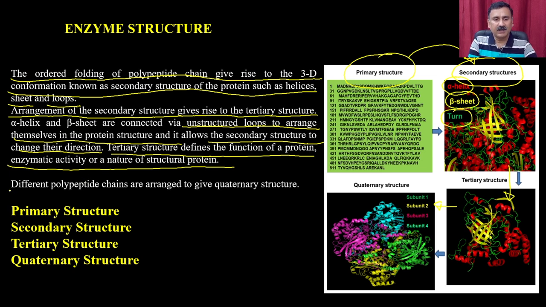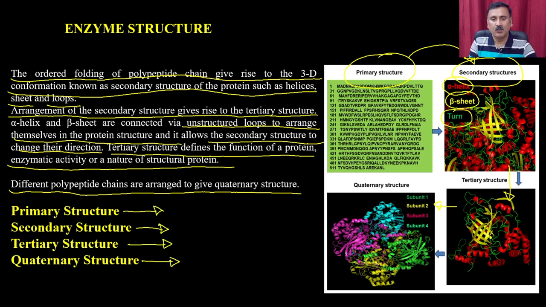So, as such, the enzyme has different structural levels. It has primary structure, secondary structure, tertiary structure, and in some cases, when the protein has multiple polypeptide chains, it also has quaternary structure. So, let us start by discussing the primary structure. The primary structure is nothing but the sequence of the polypeptide chain.